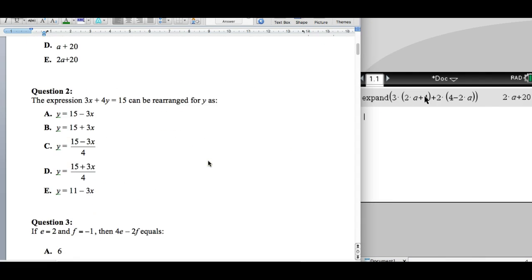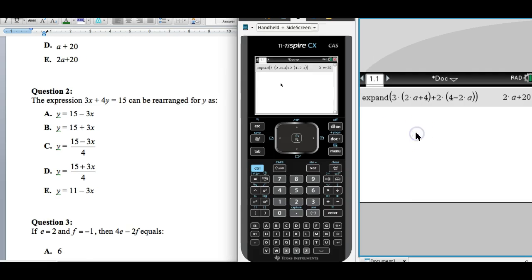Okay, question 2. The expression 3x plus 4y can be arranged for y as. So I have done this so many times on videos. So if you're not watching my videos and you didn't know how to answer this one using your calculator, then you're really putting yourself at a disadvantage. Okay, so here we've got y equals -3 brackets x minus 5. Now when I see that, it's not in that form here, so I can expand these brackets. So again, let's expand.